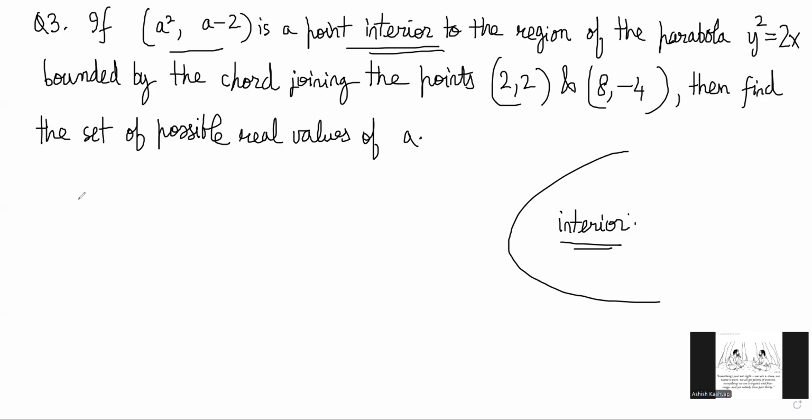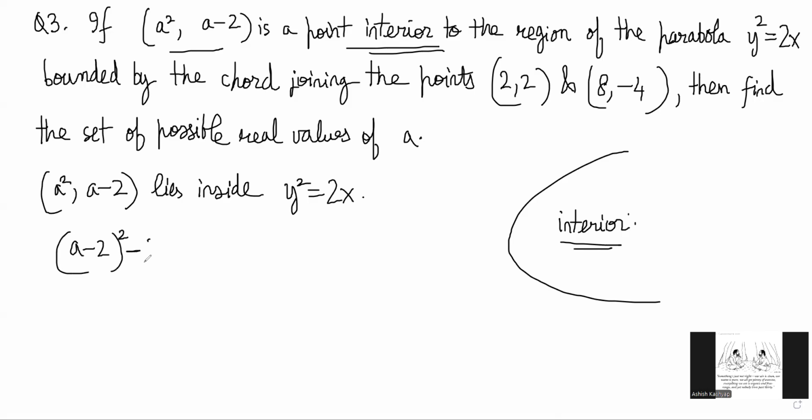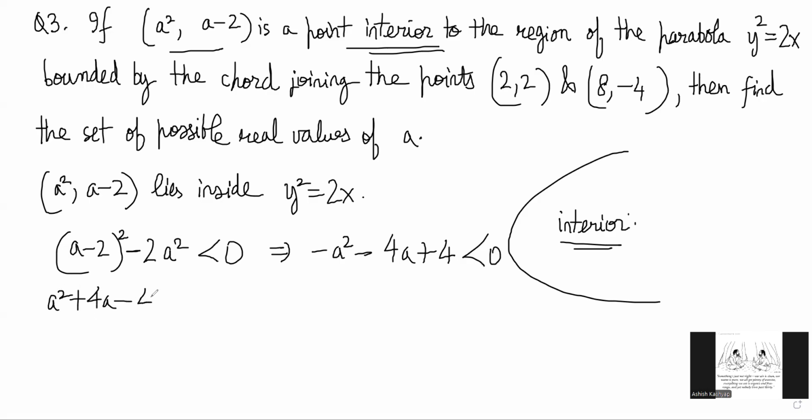So what we can say here is the point (a², a - 2) lies inside the parabola y² = 2x. And the way that will happen is if we put this in this equation, it should come out as negative. (a - 2)² - 2a² is less than 0, right? So let's simplify this a little bit. This will become a² - 4a + 4 - 2a². So -a² - 4a + 4 is less than 0, which means a² + 4a - 4 is greater than 0.